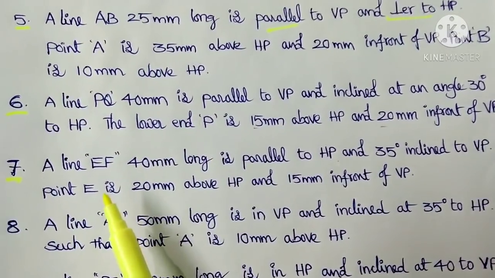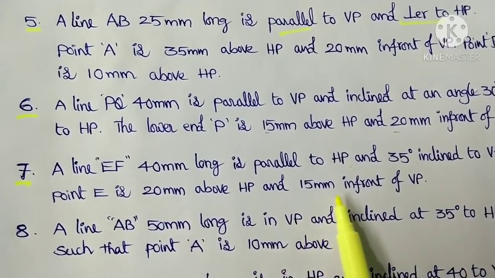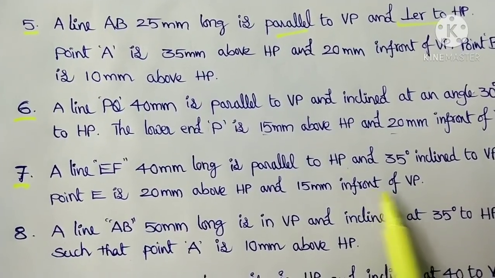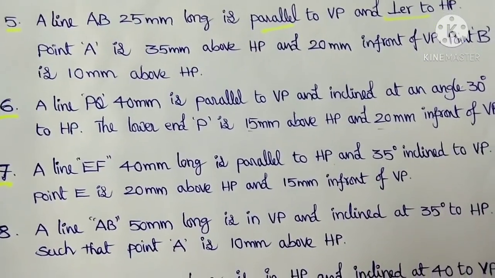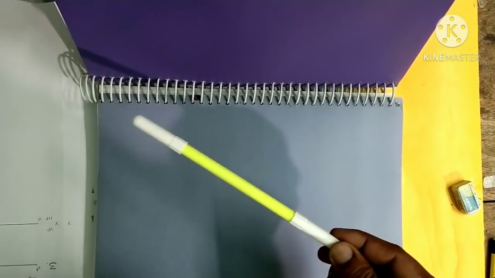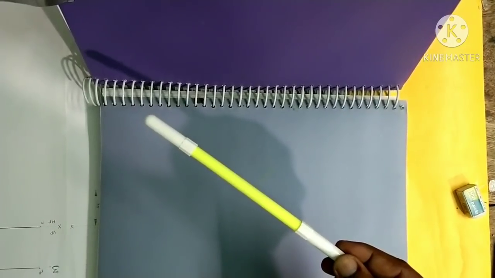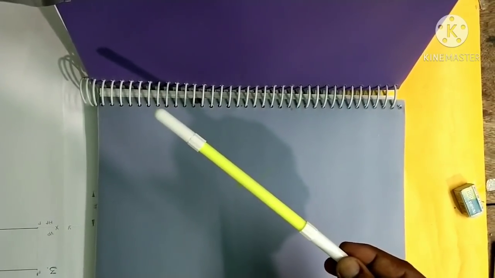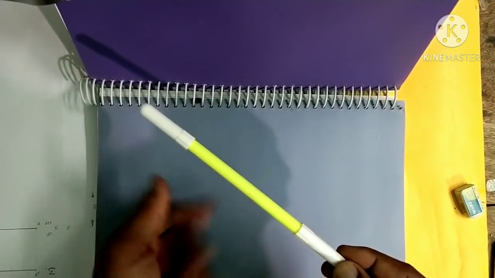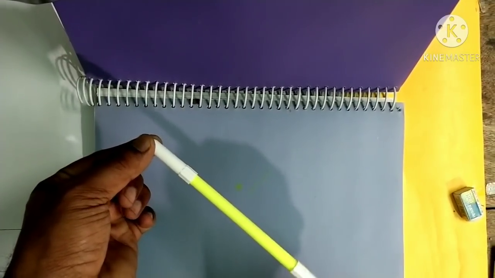Point E is 20 mm above HP and 15 mm in front of VP. Now we can see the position of the line according to the given conditions. Here the line dimension is 40 mm, and the first condition is that the line is parallel to the horizontal plane, and the line has 35 degrees inclination with VP.